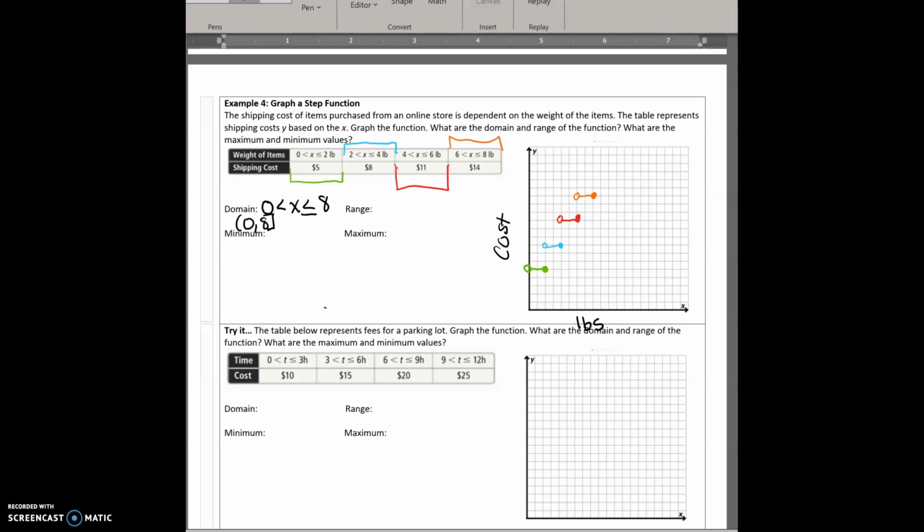And then the range, the only possibility we had for our y value is 5, 8, 11, and 14. So the way we have to write that is just saying the set is either 5, 8, 11, or 14. The minimum is $5, and the maximum is 14. And then repeat the process with the next one.